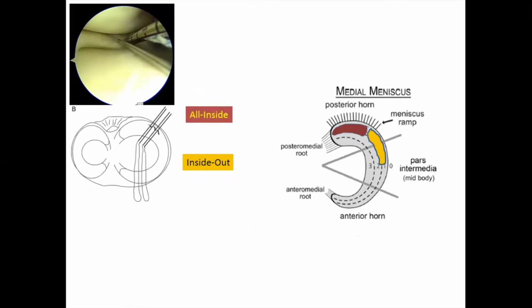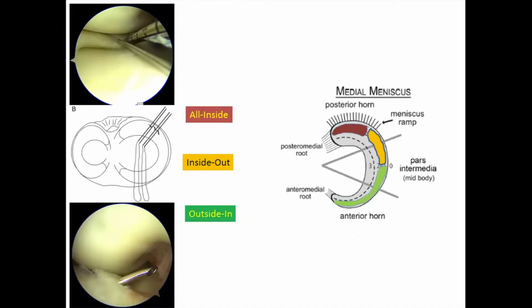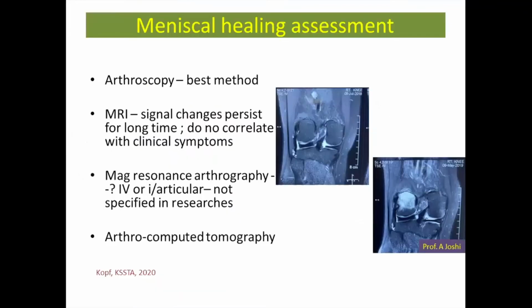So to repair and to have the idea of what to do, for example, in medial meniscus, if it is in the posterior horn, all inside techniques would be done. In this portion, for example, inside out is the best modality, and in the outer portion of the meniscus, middle part of the body and the anterior horn, then we will be doing outside in techniques to repair the meniscus. And once it has been done, we might also want to assess the meniscal healing.